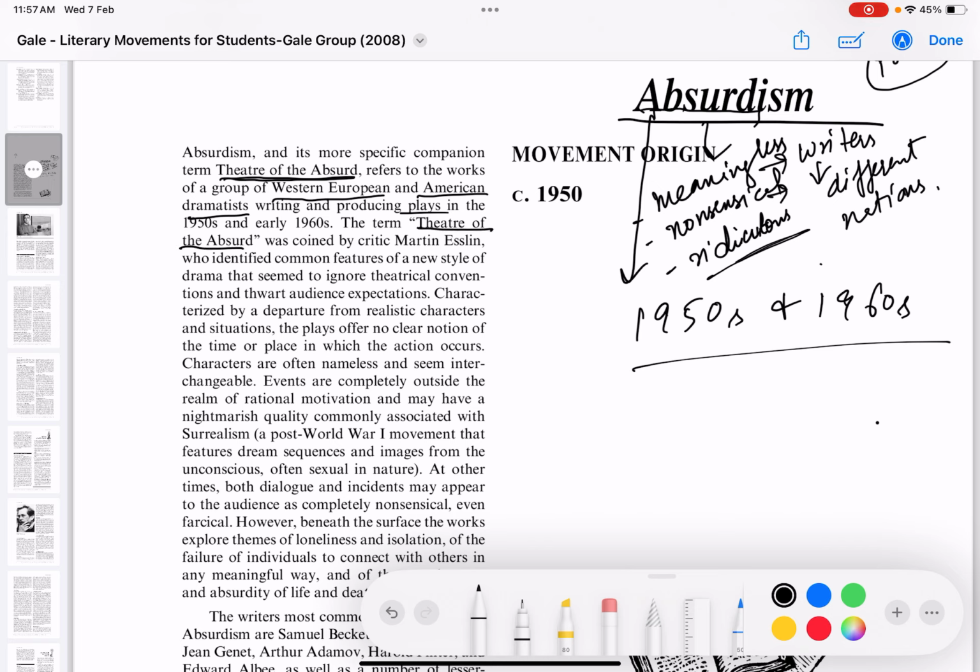All right. Now, another important thing, the term theatre of the absurd was coined by critic Martin Esslin. You have to remember this name. Martin Esslin was the critic who coined this term, theatre of the absurd. Now, which theatre is called theatre of the absurd? Which has these common features.